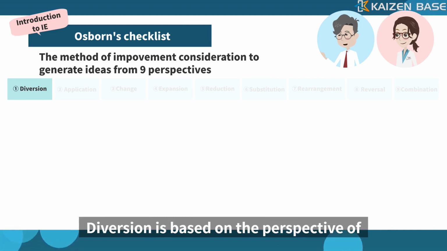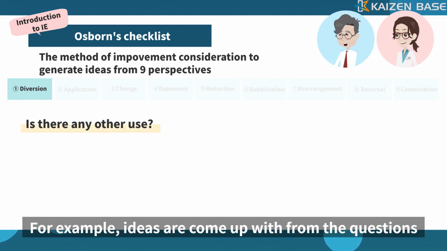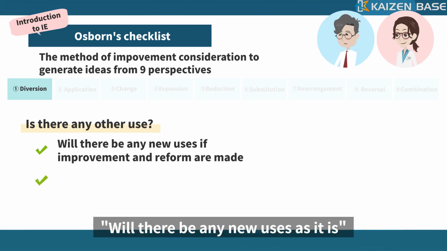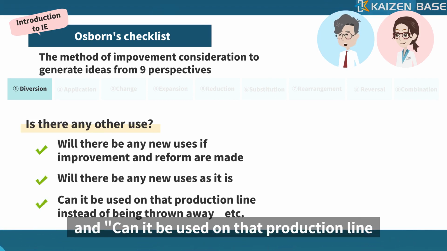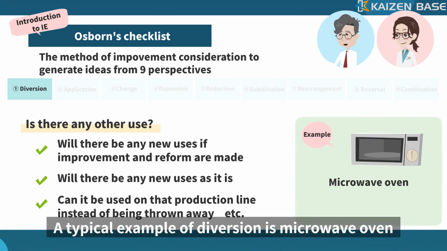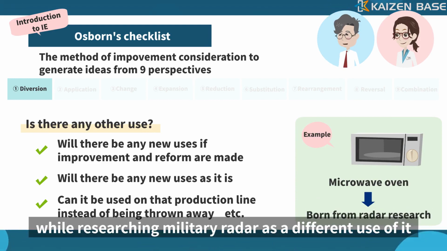Diversion is based on the perspective of whether there is any other use to come up with ideas. For example, ideas come from questions like: will there be any new uses if improvement and reform are made, will there be any new uses as it is, and can it be used on that production line instead of being thrown away. A typical example of diversion is the microwave oven. The microwave oven was born from an accidental discovery while researching military radar as a different use of it.